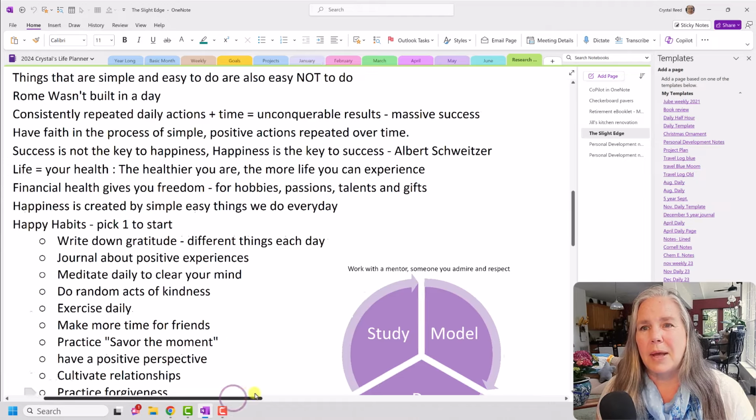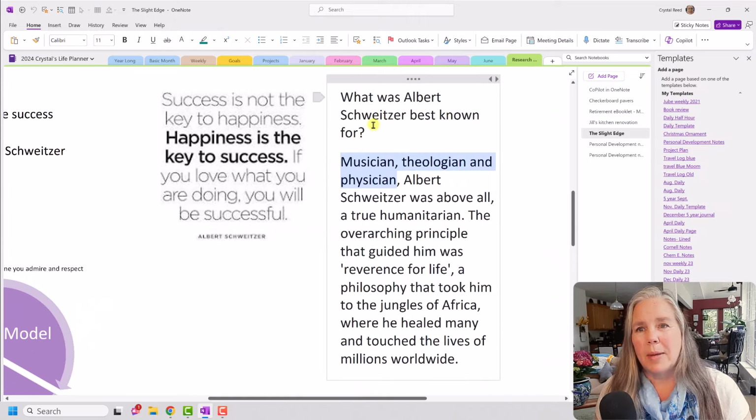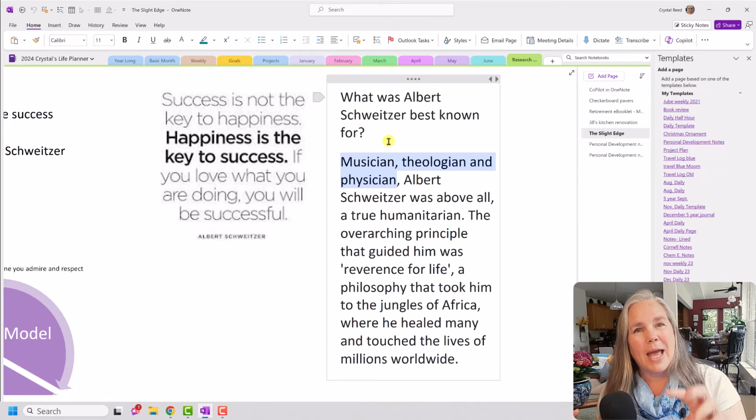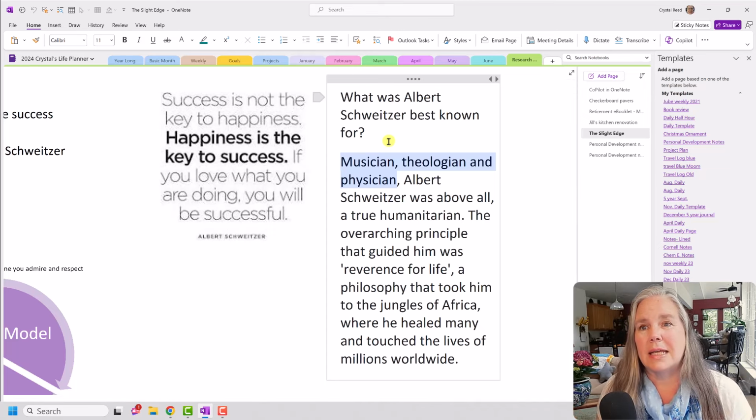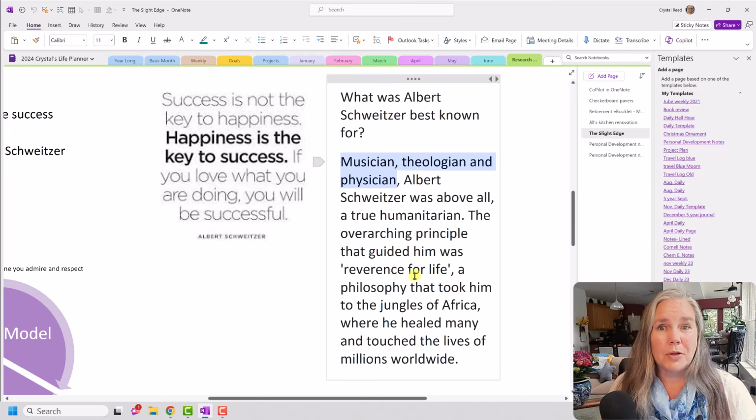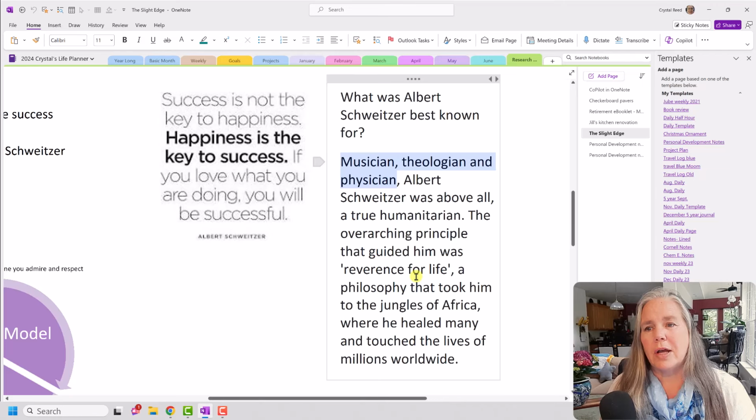Okay? And I went back and looked up that quote and wanted to know a little bit more about Albert Schweitzer. And again, this is what I love about OneNote. I can just take this little paragraph that I found and put it right here on my page and have those things linked together, okay? So Albert Schweitzer was best known for being a musician and a theologian and a physician. And above all, he was a true humanitarian. The overarching principle that guided him was reverence for life. And I think if we all had some reverence for life around us, that would be wonderful. He took that philosophy and it took him to the jungles of Africa where he healed many and he touched the lives of millions worldwide.